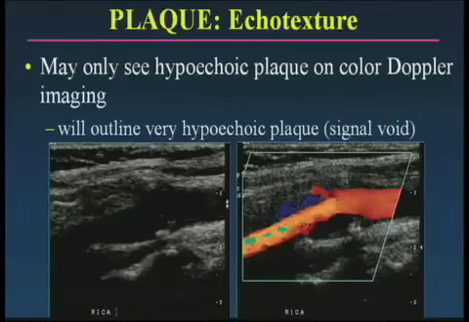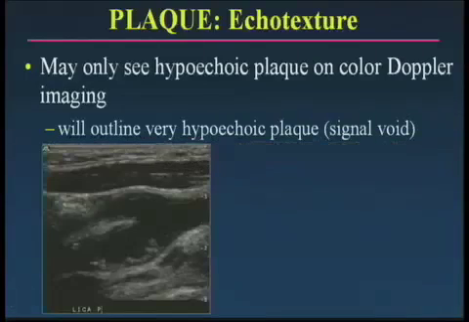And here is an example. On the grayscale image, you see a little bit of echogenic plaque, maybe some little internal echoes here in what looks to be the lumen of the vessel. But when you put the color on, you can see that it outlines the plaque, and in fact there's a lot more plaque there, much of it very hypoechoic, that you would not have suspected from the grayscale image.